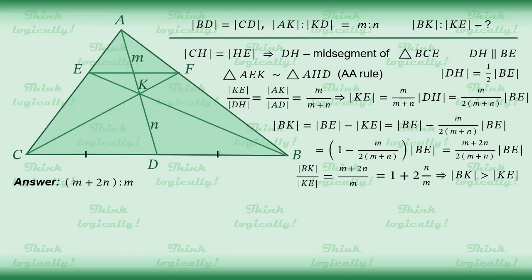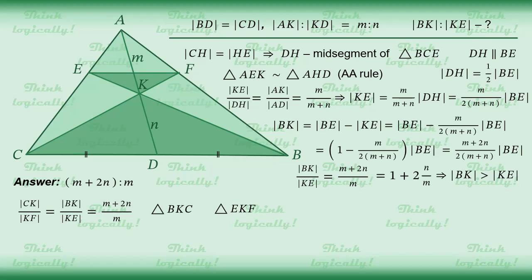Indeed, since BE and CF divide the median in the same ratio M to N, the ratio CK to KF is equal to the ratio BK to KE. Now consider triangles BKC and EKF. They have proportional sides and equal vertical angles between the proportional sides. Therefore, the triangles are similar due to the side-angle-side rule, which implies equality of corresponding angles.